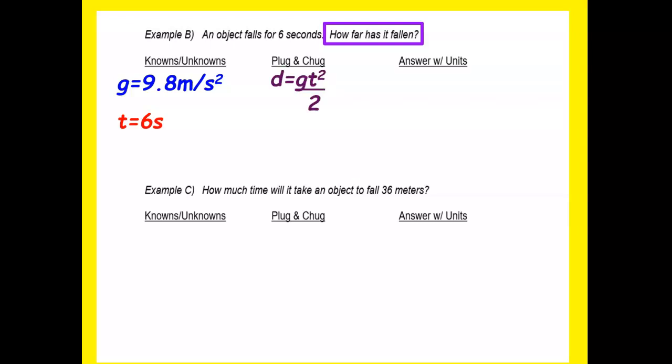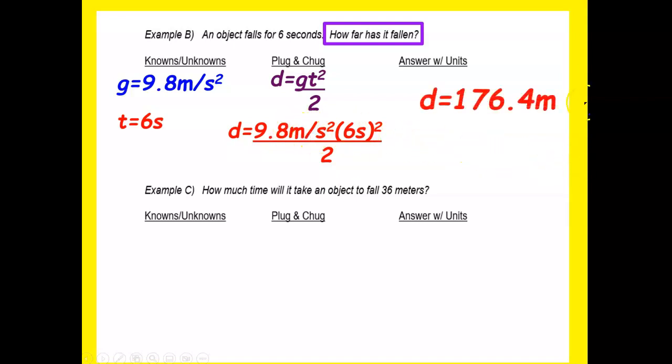So this is the formula. I have everything I need. I plug everything in. Again, mathematically, you should see here that I'm squaring the time, which means I'm going to square the 6, then I'm going to square the seconds, so that means seconds squared divided by seconds squared. We'll cancel that out so that the only unit that I have left is the unit that I want, which is meters, which is distance.